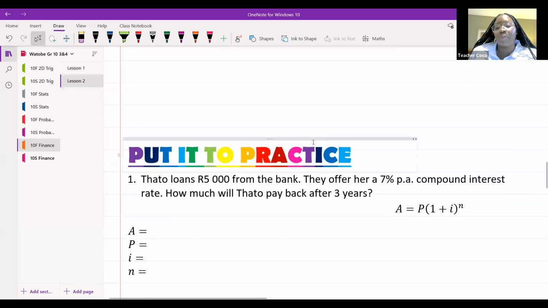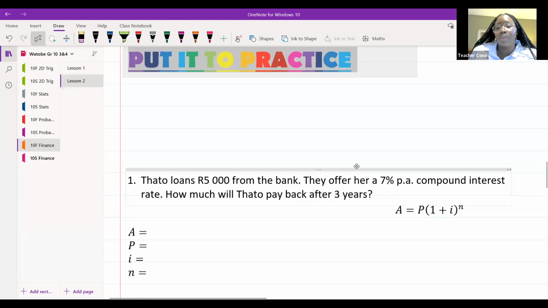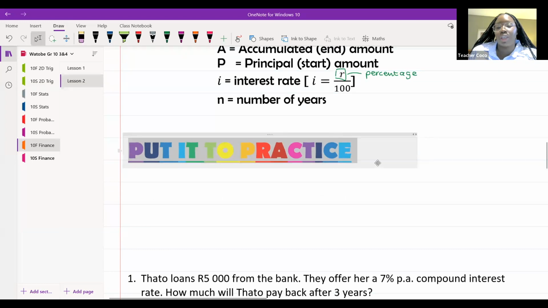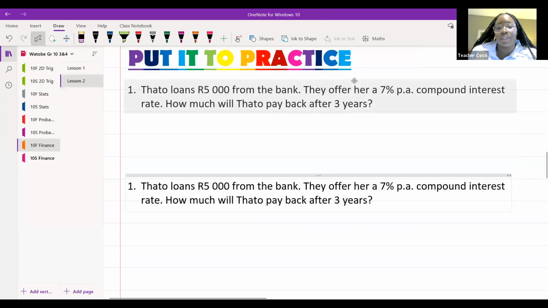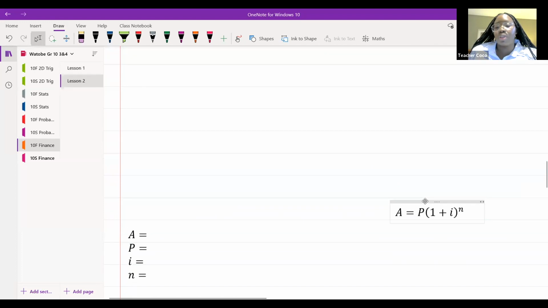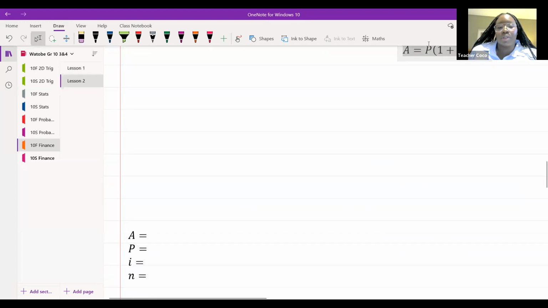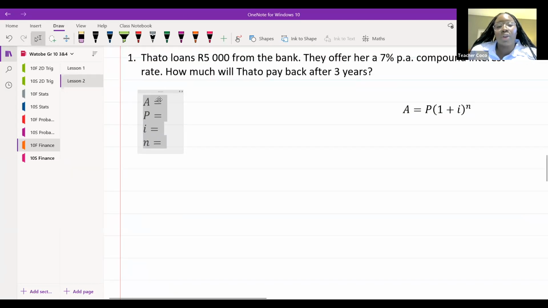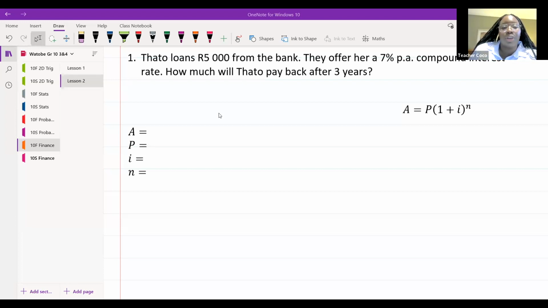All right, let's look at a bit of practice. Okay, I'm going to move this up. Right, let's do this first question together over here. So it says, Tato loans, look at me doing things in bits and pieces. All right, it's because it was too far down. All right, it says here, Tato loans 5,000 Rand from the bank. They offer her a 7% per annum compound interest rate. How much will Tato pay back after 3 years? Refilwe, would you like to help us with this question?